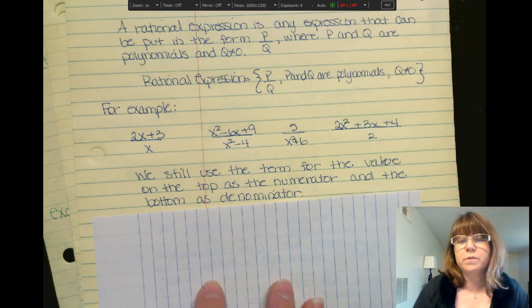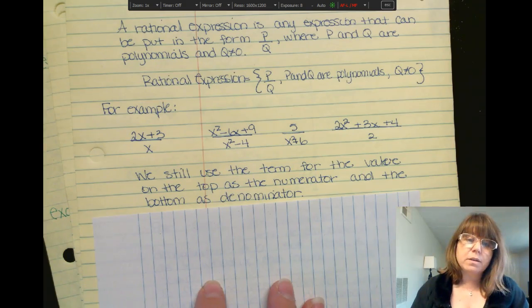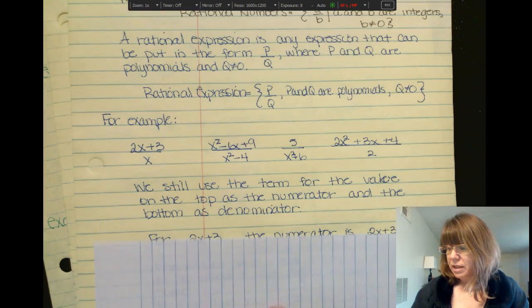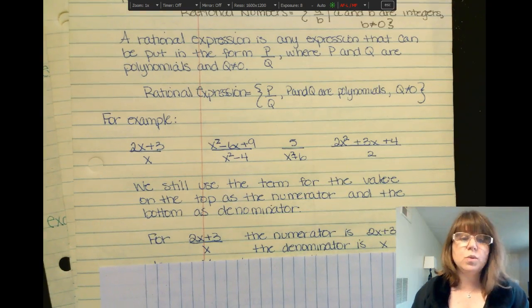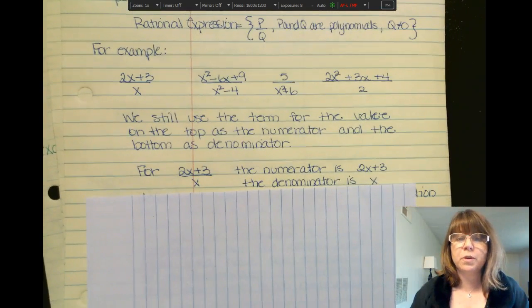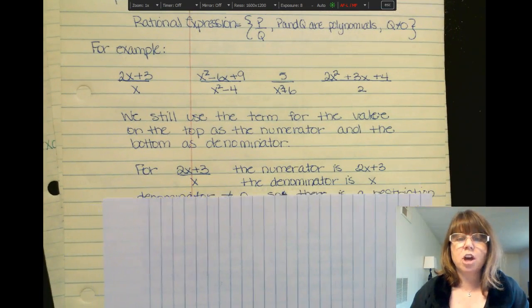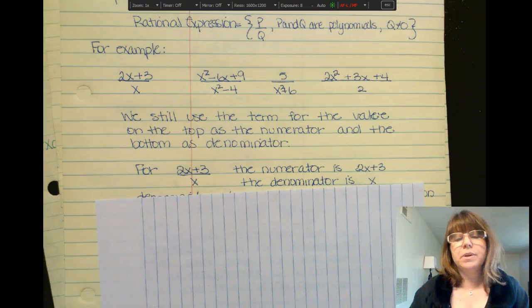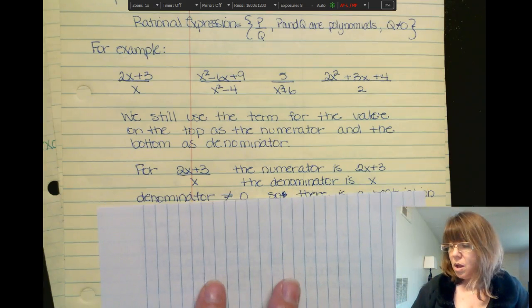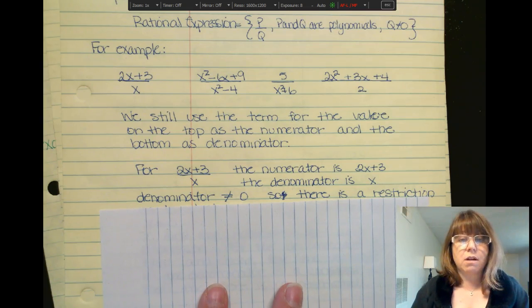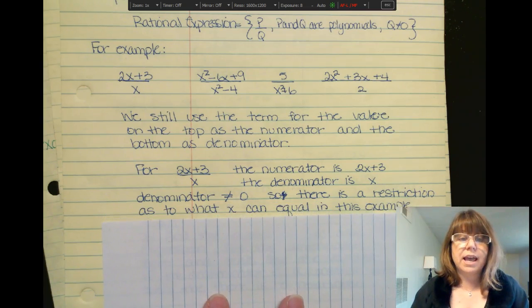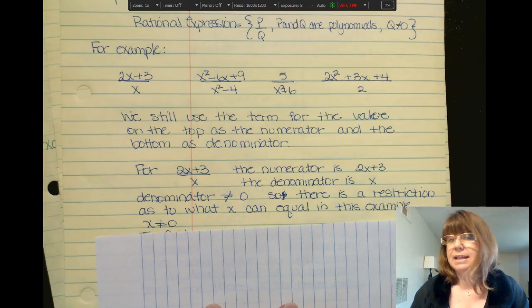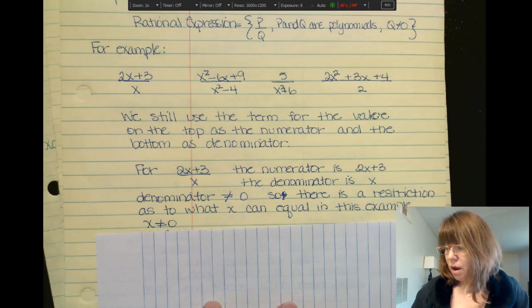We still use the term for the value on the top of the fraction as the numerator, and the bottom is the denominator. For example, 2x plus 3 all over x, the numerator is 2x plus 3, and the denominator is x. But here's where it differs. The denominator cannot be 0, so there's a restriction as to what x can equal in this example. And in this case, x cannot equal 0. It could be anything else, but not 0.